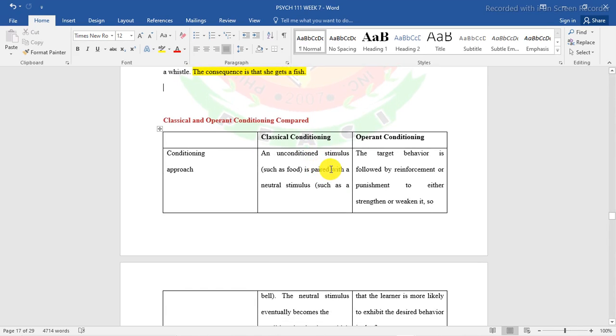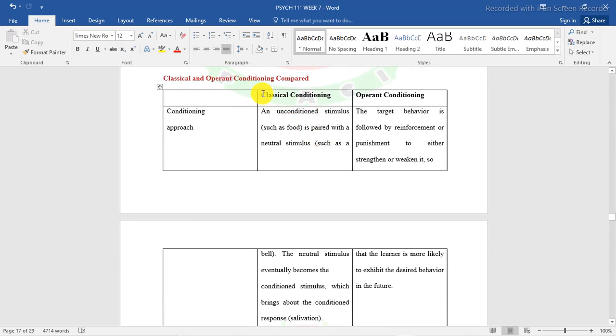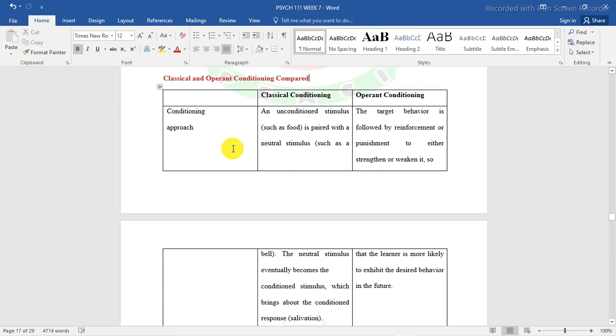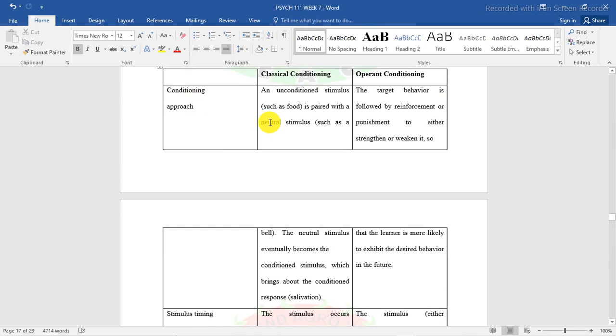And classical and operant conditioning compared. So, here's our classical conditioning and our operant conditioning. So, conditioning approach. So, ano yung conditioning approach sa classical conditioning? In classical conditioning, ang conditioned stimulus as a food is paired with neutral stimulus such as bell. Meron siyang neutral stimulus. Yung unconditioned stimulus, meron pang isang stimulus na naman para magkameron ng salivation with bell. The neutral stimulus eventually becomes the conditioned stimulus which brings out the conditioned response to salivation.